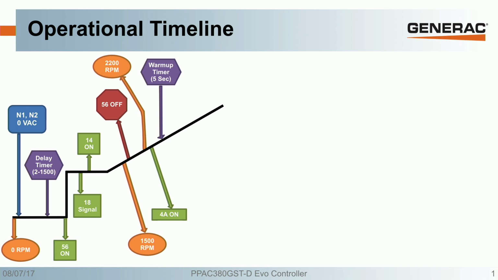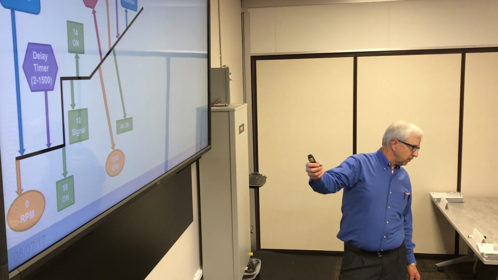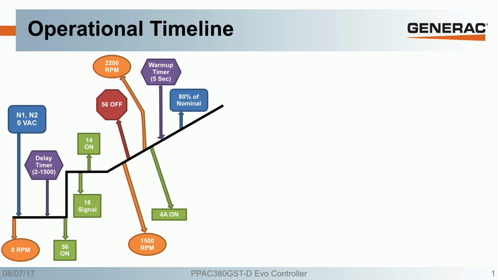Once the engine stabilizes, we're going to see if we are at 80% of nominal voltage. If we're 240 volts, then we make sure that we're at 80% of that. If, on the outside chance, there is no voltage being produced by the generator, then we will stay in warm-up. The controller, if you've ever noticed, will stay in warm-up mode if it doesn't produce voltage. Once it does, we turn off wire 4A, and now we are ready to go.